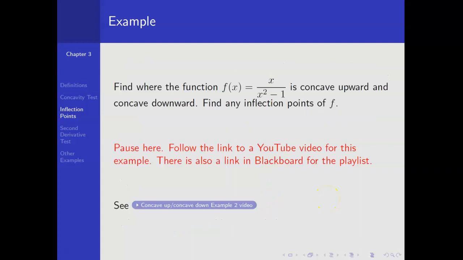Our next example, we're going to find where the function f of x equals x over x squared minus 1 is concave up and concave down. And we're going to find any inflection points.